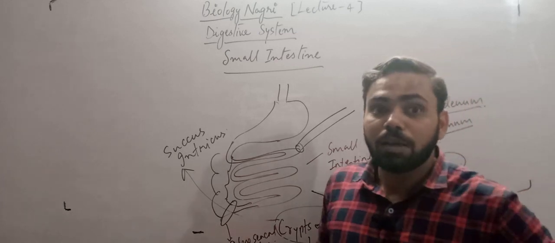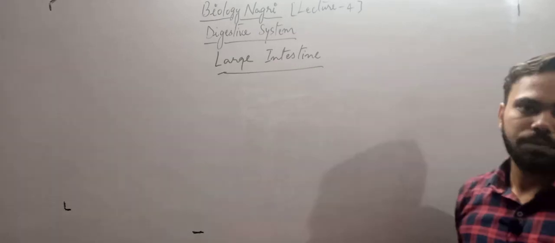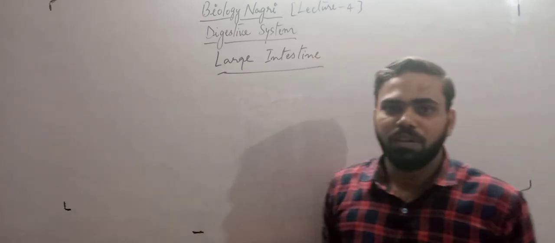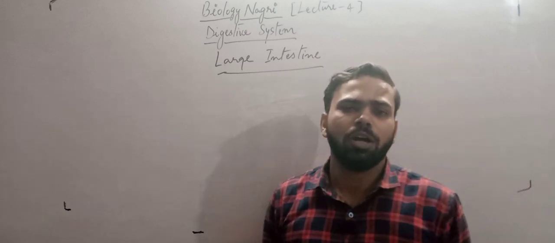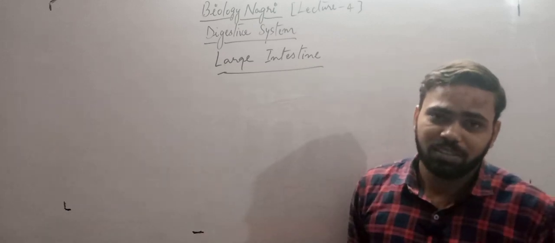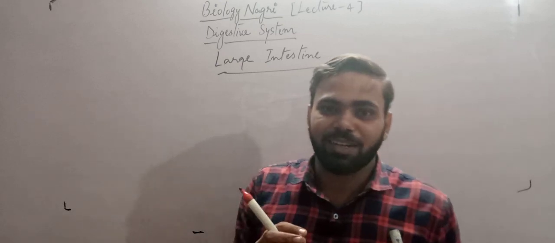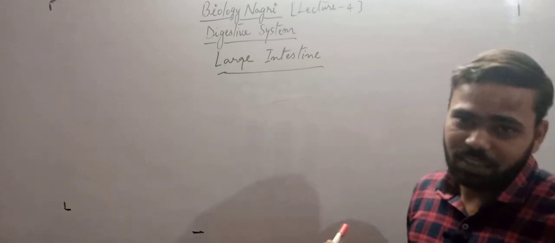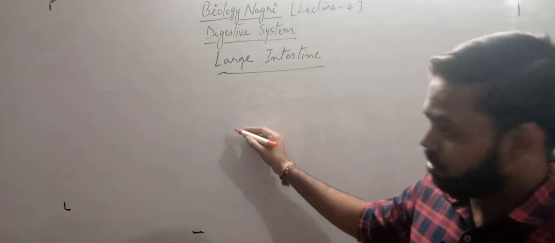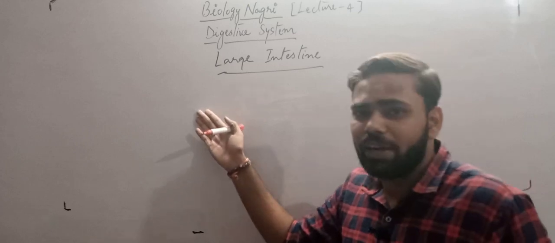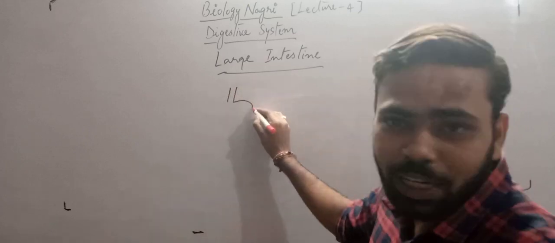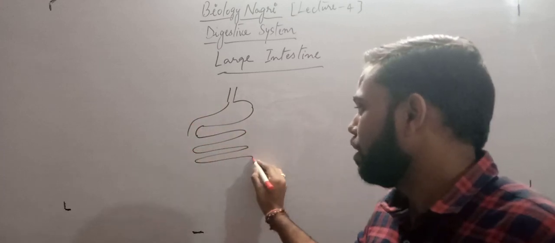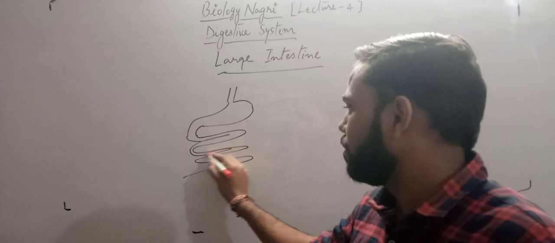Now we will study the large intestine. After the small intestine, it is the turn of the large intestine. The large intestine is only large by name, but it is actually shorter than the small intestine. Okay. So the large intestine also has three parts. Let's draw a small diagram, because we know that biology is a subject of diagrams. Without a diagram we can't explain or understand the concept and mechanisms better.